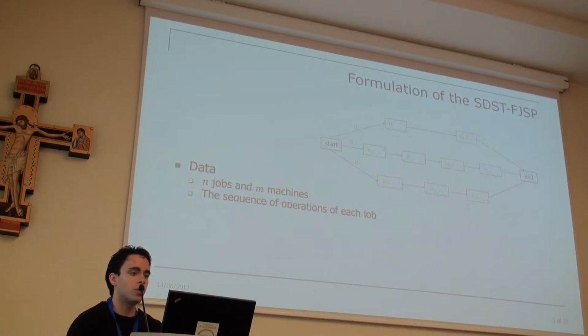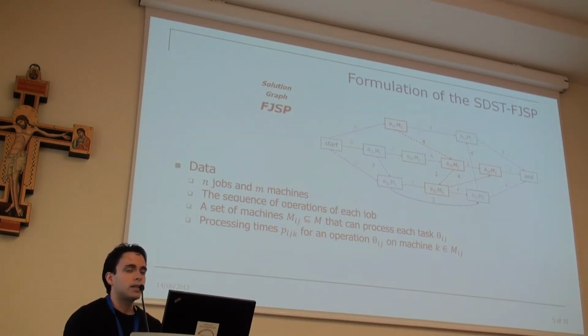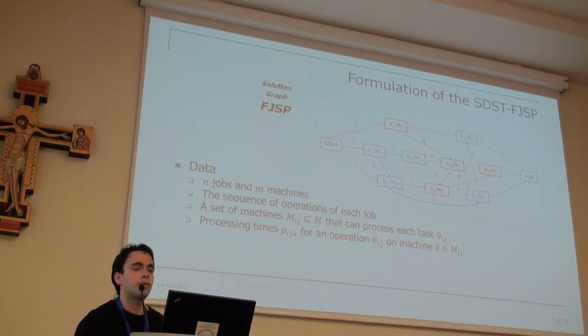From this solution graph example, let us suppose that we are going to process these 4 tasks in machine 1 in that order, these 4 tasks in machine 2 in that order, and the final task in machine 3. This is an example. And the processing time of each task depends on the particular machine. So, this would be an example of a solution graph for the flexible job shop.